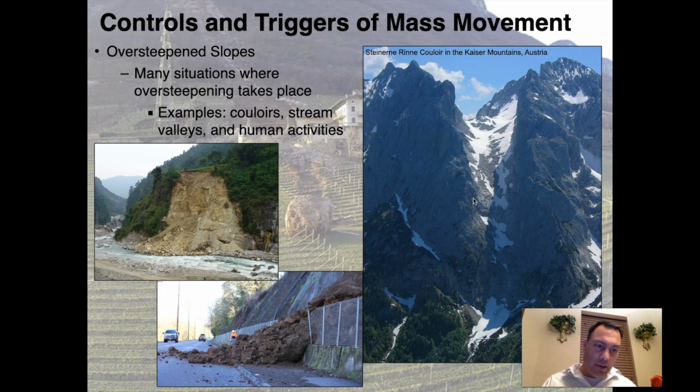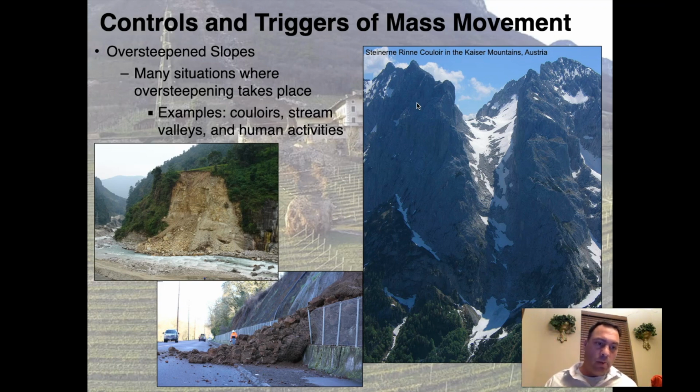There's many, many geological environments where this happens. There's these things called couloirs. So this is a couloir right here. I'll describe what that is here in a moment. Stream valleys and human activities can do this. So a couloir is effectively a high angle valley in a mountain. We could think of a valley like this, and then a couloir is just something that's at a high angle. So it's coming down.